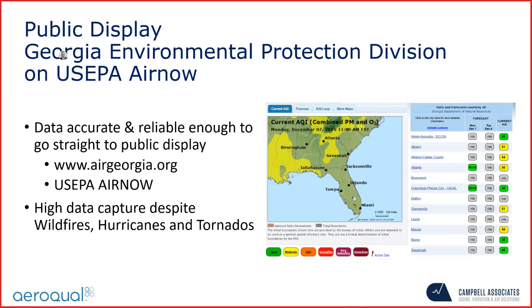Another instance is Georgia, this is Georgia in the States, not the country, where they've now got enough confidence in the data that not only is it going to public display on their own website, Air Georgia, but it's actually also going out on the US EPA AirNow website, which is the equivalent of the DEFRA website. They are getting really, really good data capture rates, even despite having been affected by wildfires, hurricanes and tornadoes. So a very reliable, very low maintenance system.